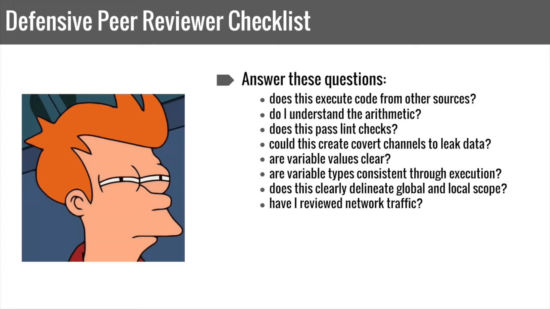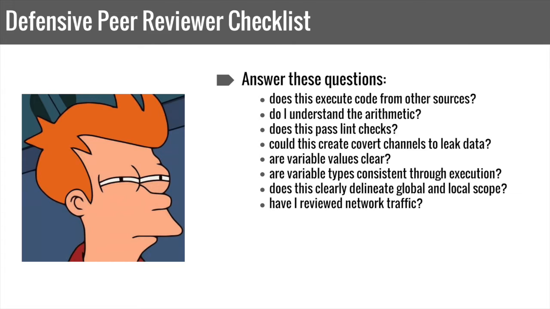Basically, just a series of questions to think about. So first, does the code that I'm looking at ever execute code from other sources? Is it pulling down external sources and executing the code? Likewise, if it's somehow self-referencing, as one of the examples that we saw was, referring to a link that's contained in a comment in the code, we want to be aware of that as well. Do I understand all of the arithmetic that's in this code?